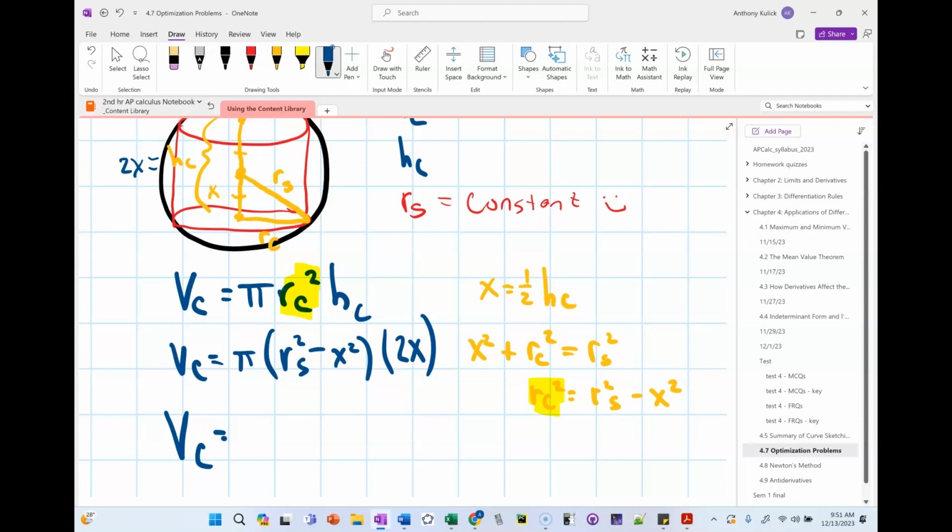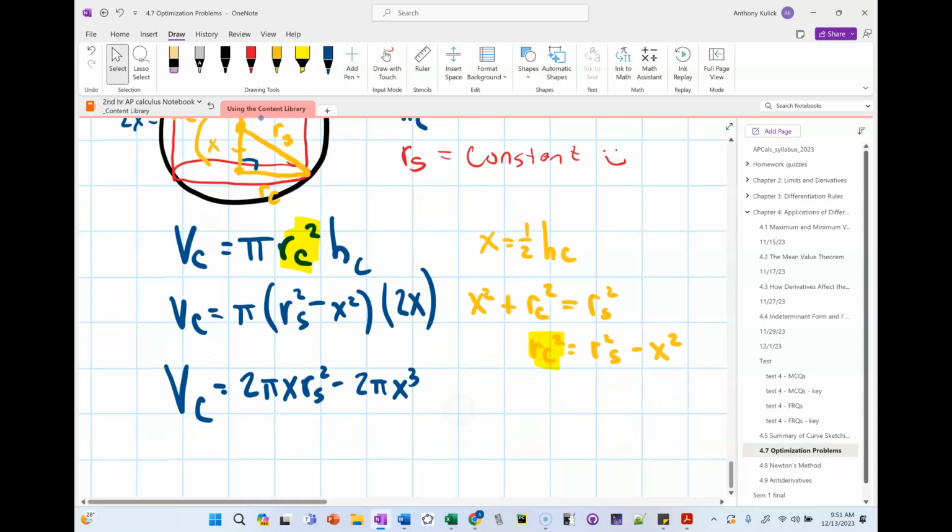Yeah. Good. Carmen, where do you get the x squared from? Pythagorean theorem. Because I had a right triangle here in the picture. Right? Is that cool? Okay. I should have said it. I didn't. That's my fault. So let's say here that we have 2 pi x RS squared minus 2 pi x cubed.